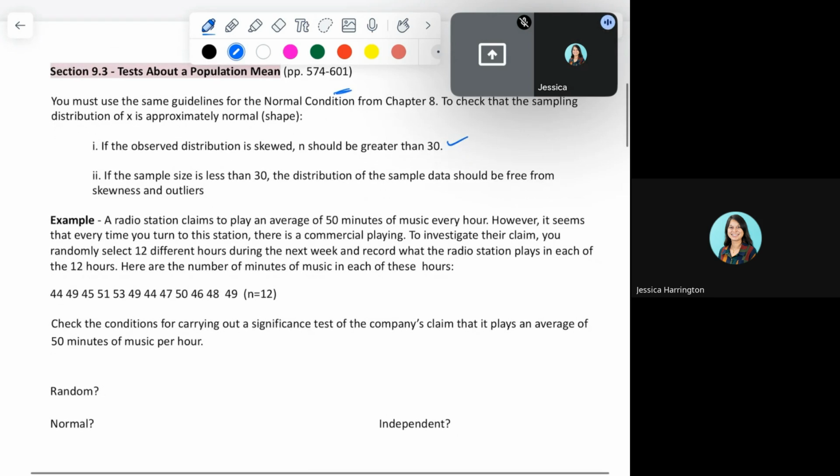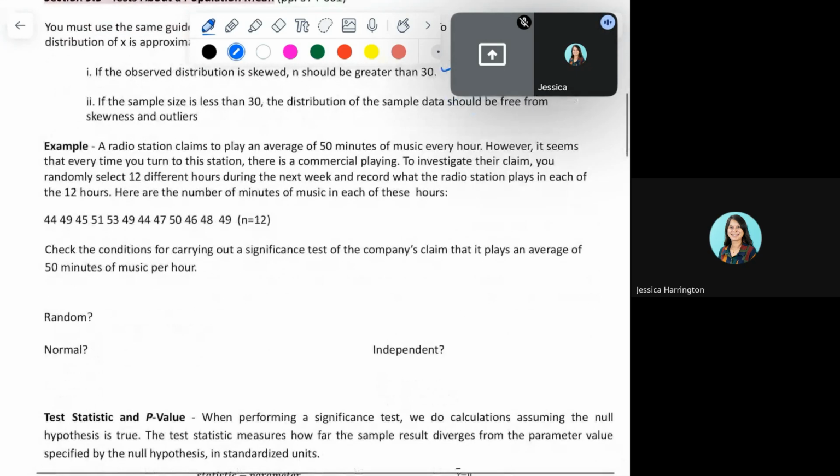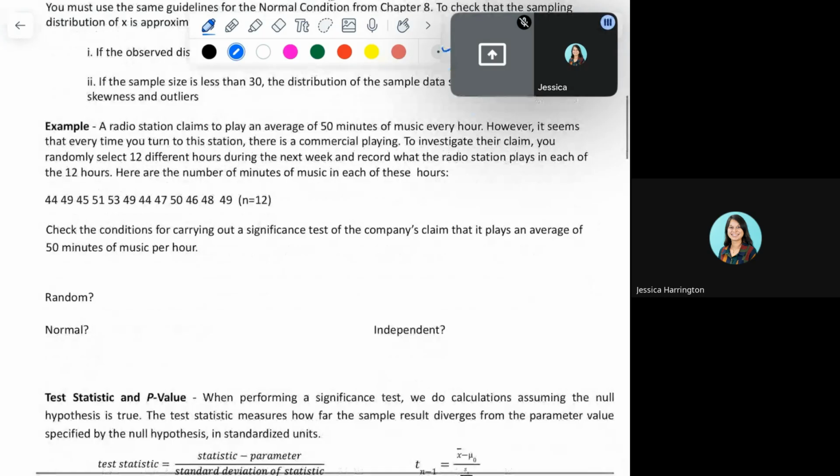So let's do all this with this example here. This one says a radio station claims to play an average of 50 minutes of music every hour. So only 10 minutes of commercials, right? However, it seems that every time you turn to the station, there's a commercial playing. To investigate their claim, you randomly select 12 different hours during the next week and record what the radio station plays in each of the 12 hours. Here are the number of minutes of music in each hour. So over the 12 hours, like the first hour, there's 44 minutes of music. The second one, there was 49, okay?